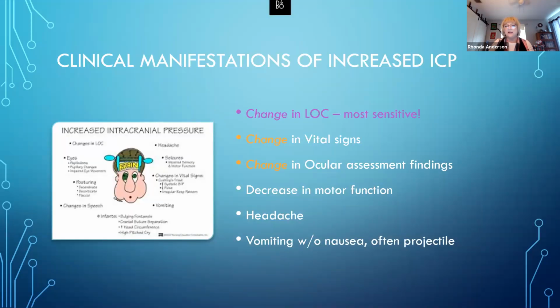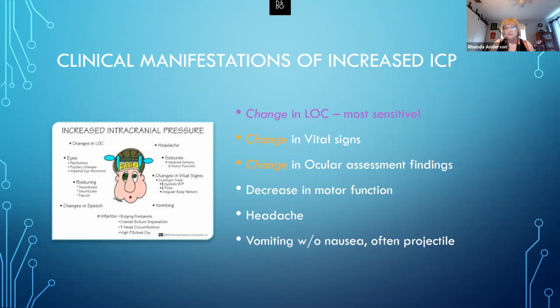So what does it look like if somebody has an increase in their ICP? Well, we know that a change in your level of consciousness is the most sensitive. And it's not always going to be a decrease first. Everybody seems to automatically think it's a decrease. But what you may see is an actual increase in agitation or decreased attention span. Maybe they behave a little more aggressively. They're more irritable. You may see that before you start seeing that decrease in their LOC. So we're looking for that change in behavior, that change in level of consciousness.